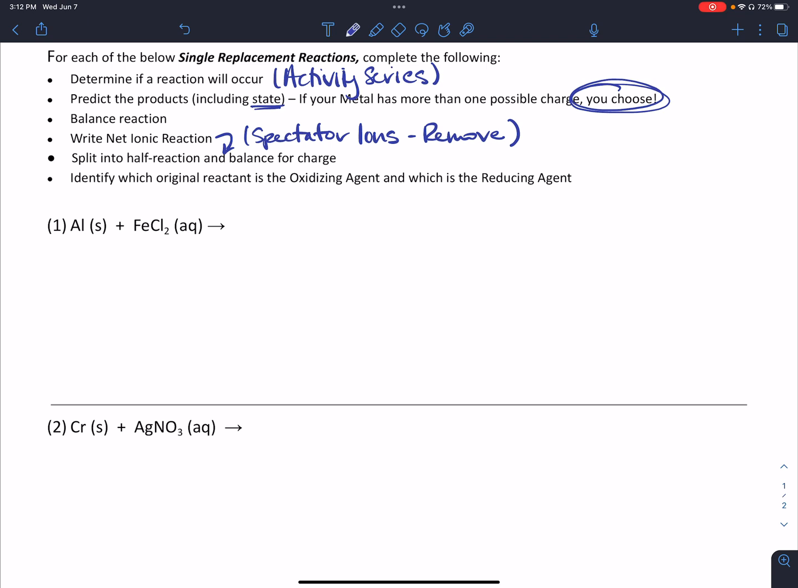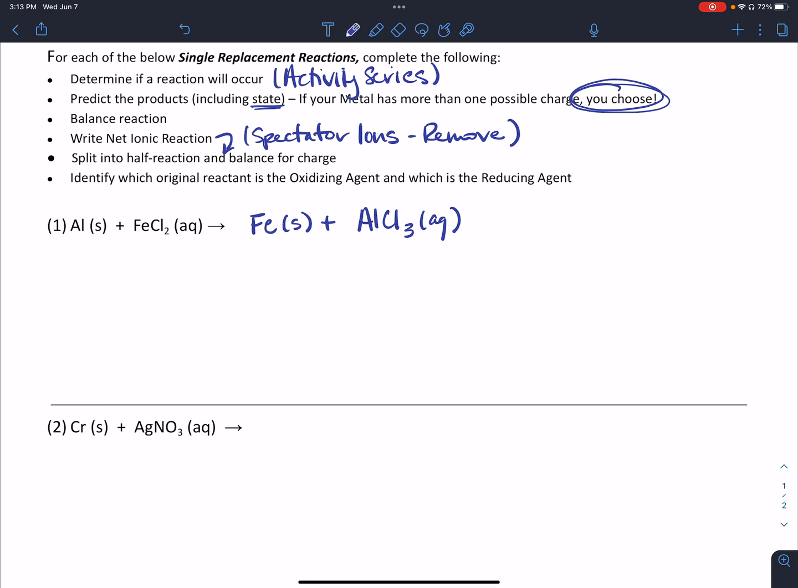All right, if I go look at the activity series, I see that aluminum is higher than iron on the activity series. So this reaction will occur, which means the iron is going to get replaced in that compound by aluminum. All right, so we write iron solid and then AlCl3 aqueous.